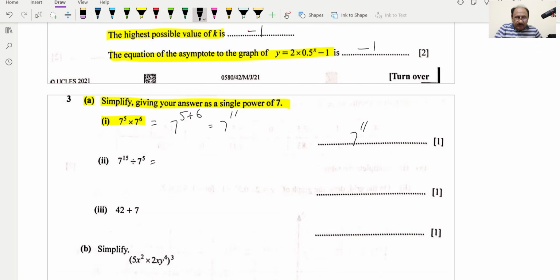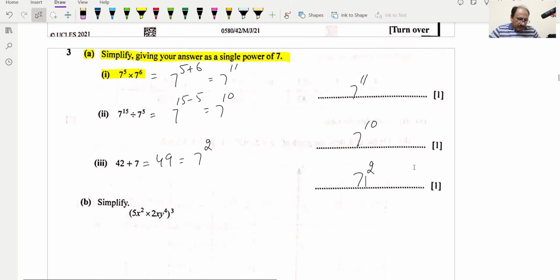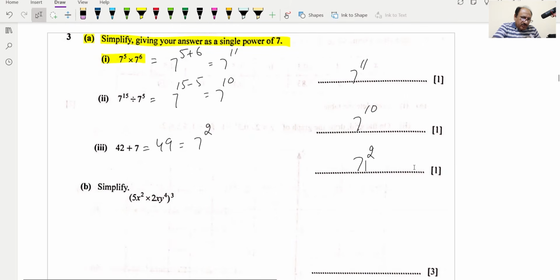If bases are the same and they are being divided, their powers will be subtracted. So 7 raised to 15 minus 5, and this is equal to 7 raised to 10. Our answer will be 7 raised to the power 10 over here. Next question, 42 plus 7 will be 49, which we can write as 7 raised to the power 2. 7 raised to the power 2 is 49. So these are all the 1 mark parts which we have done.